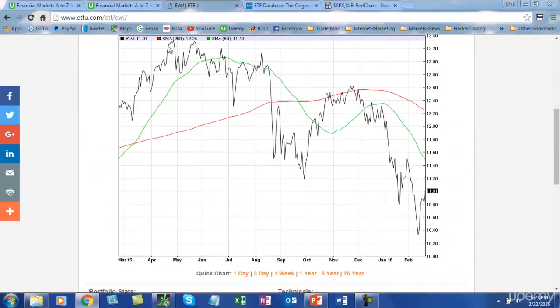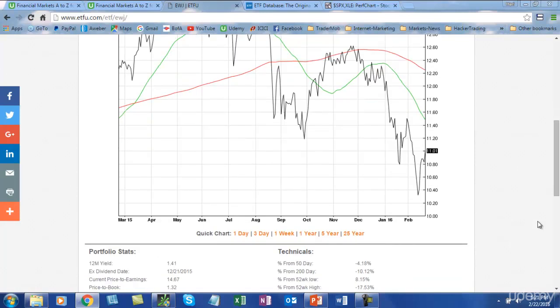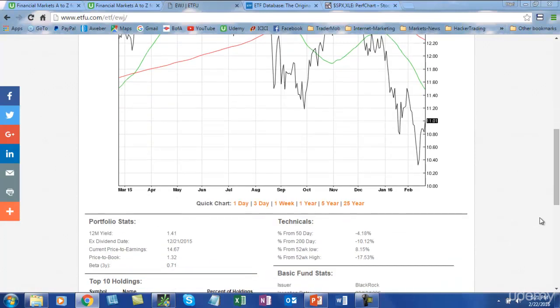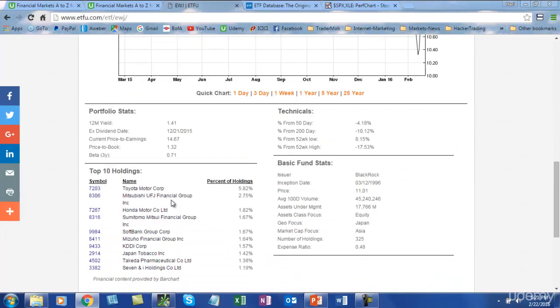Now, once again, the Japan ETF has been down quite a bit. So over the last 6 months, the Japanese markets also have retreated from their highs of late. If you look at the holdings, you'll find that the top 10 holdings are Toyota, Mitsubishi, Honda, SoftBank, and you'll find that these are some of the top companies in Japan. And so if you wanted to get a direct Japanese exposure, you would come here.